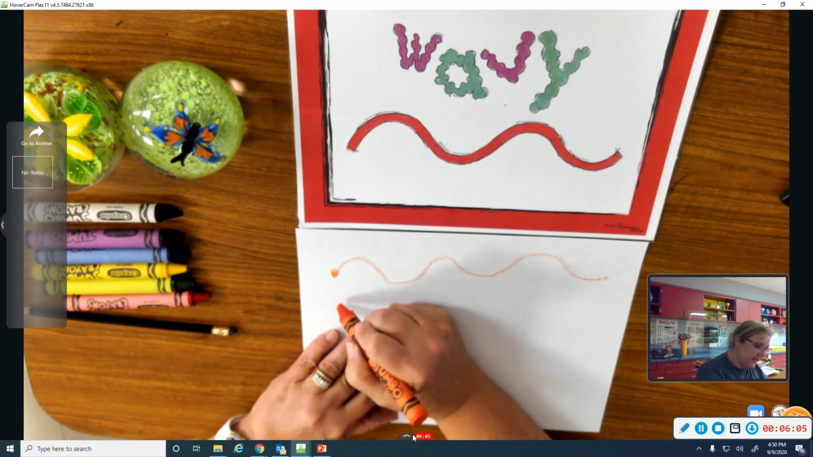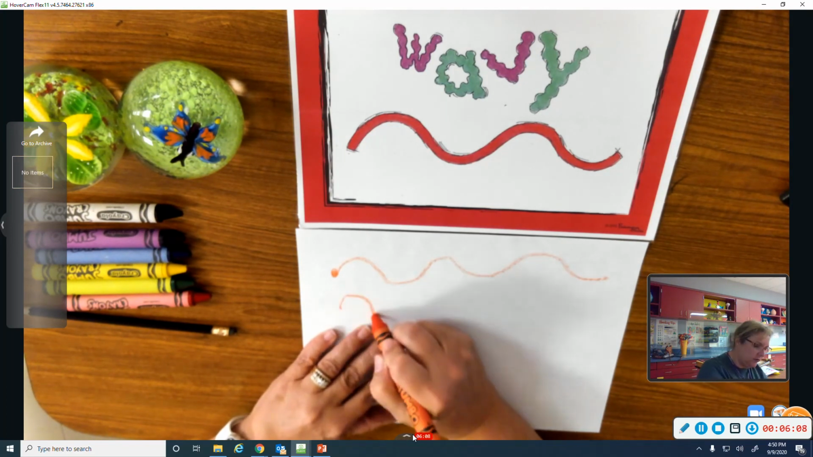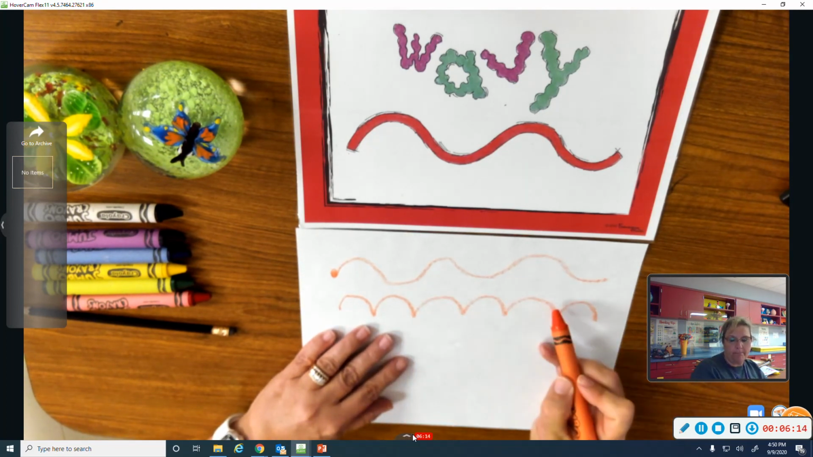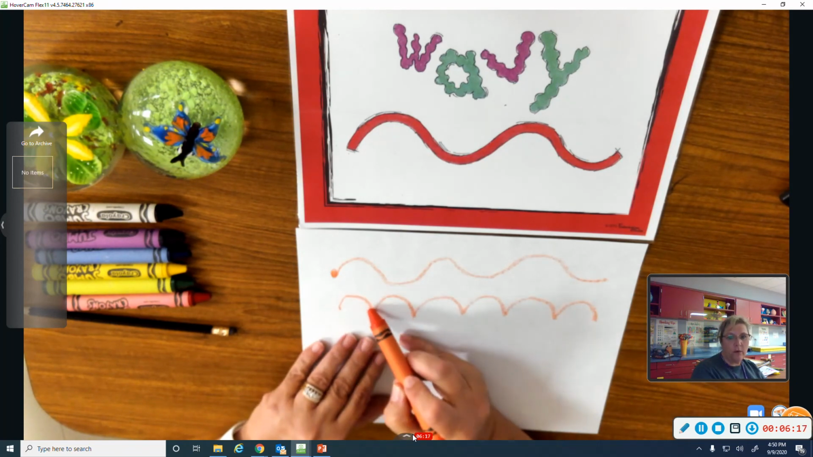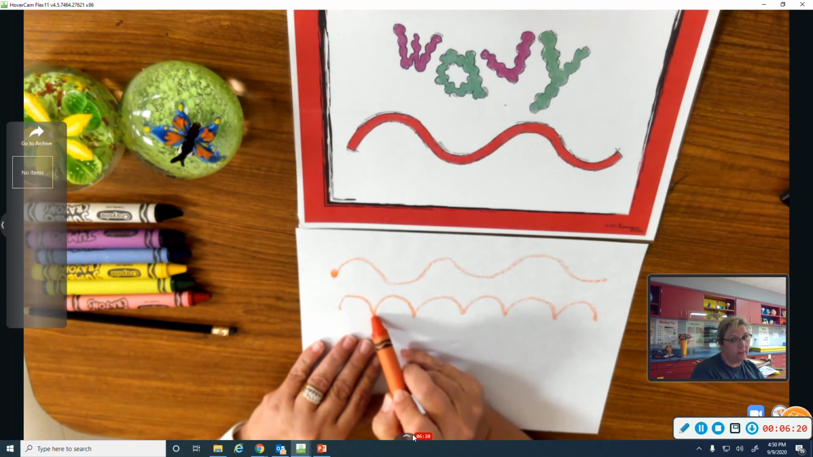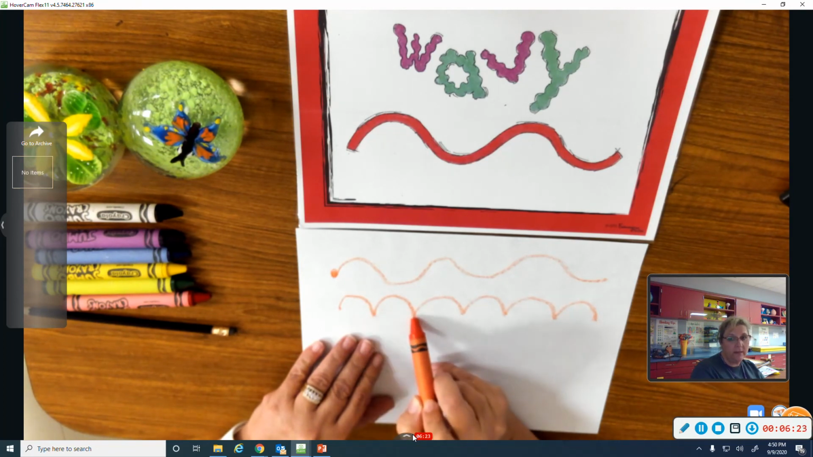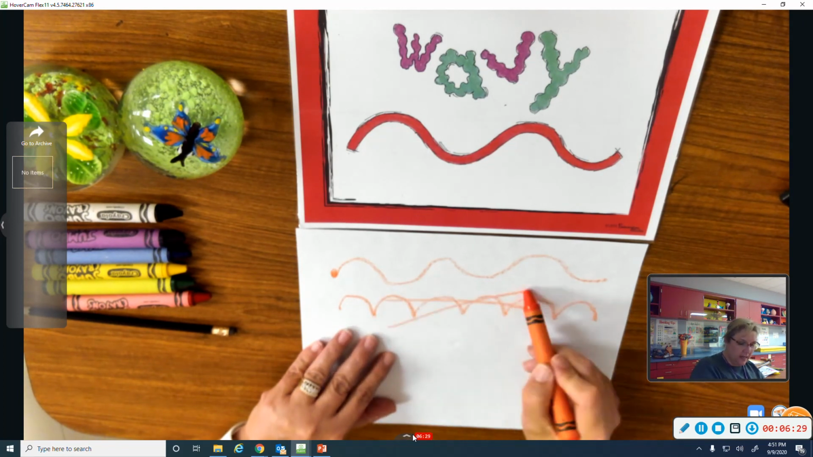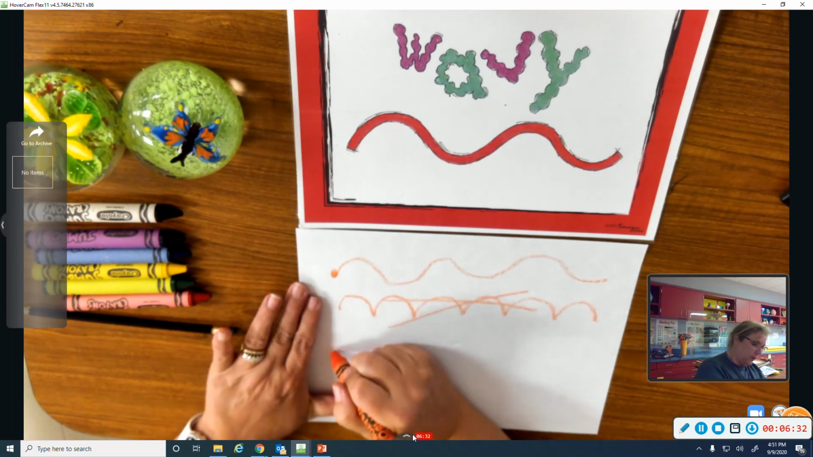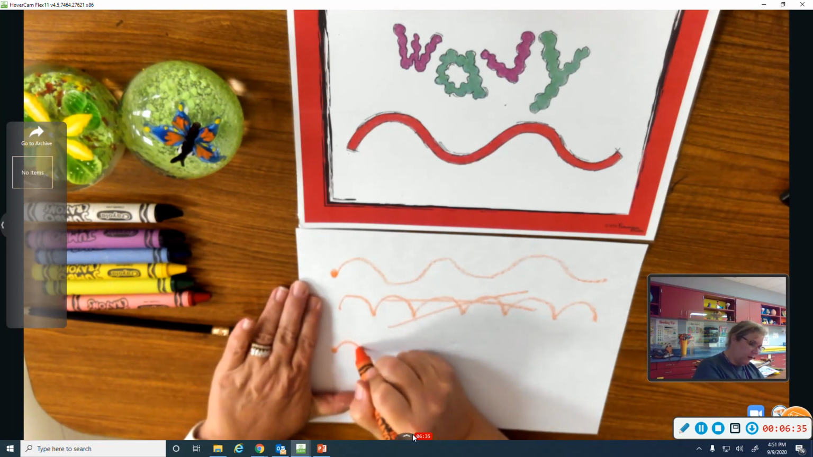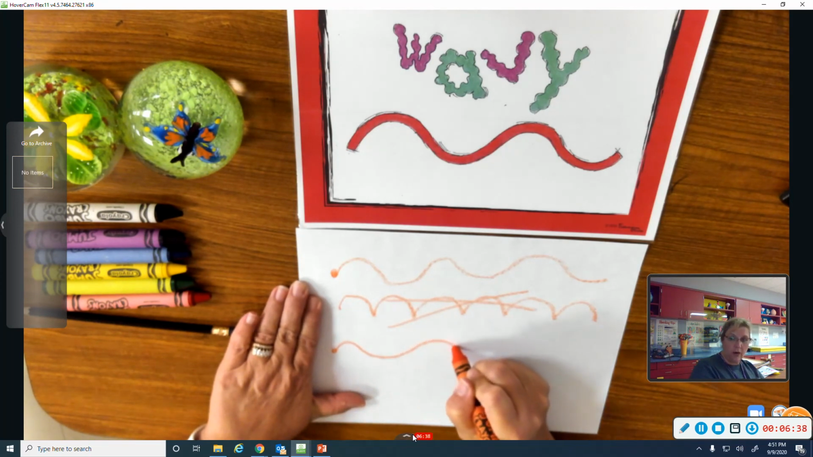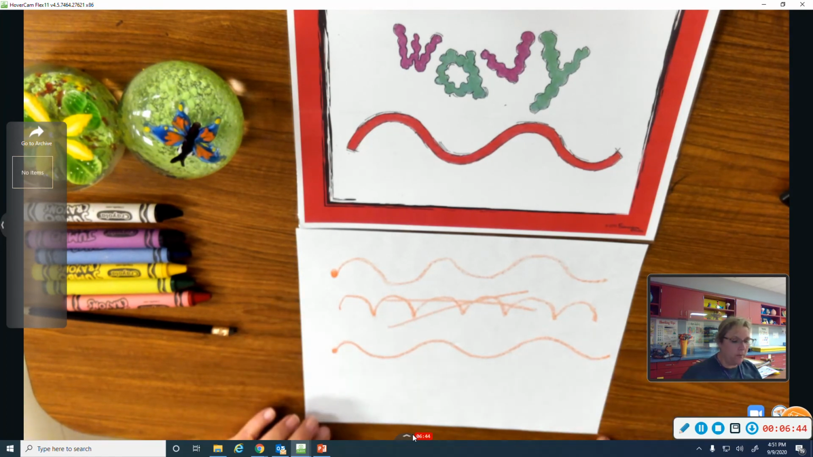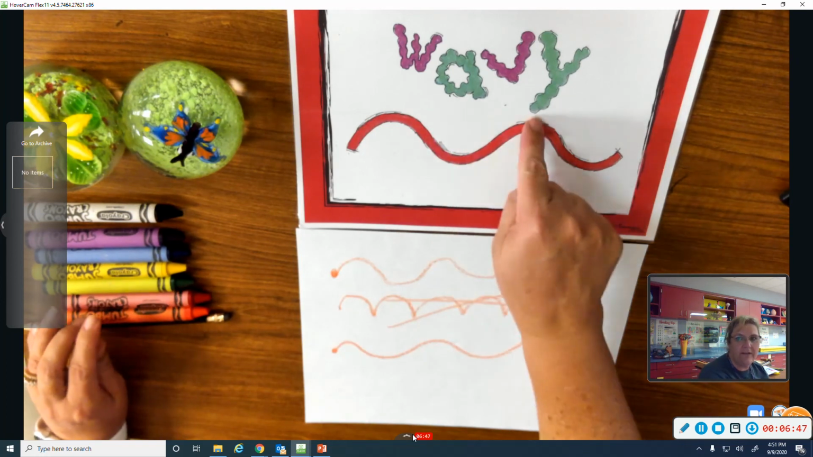Now what a wavy line doesn't look like looks like this. A bump, bump, bump, bump, bump. Now let's look at that. It has a curve going up, but does it have a curve going down? No, it makes a point. These are points. So it's not a curve going down. So this is not a wavy line. So I'm going to try again. A dot, a curve going up and a curve going down, a curve going up and a curve going down, and a curve going up. So that would be our wavy line.